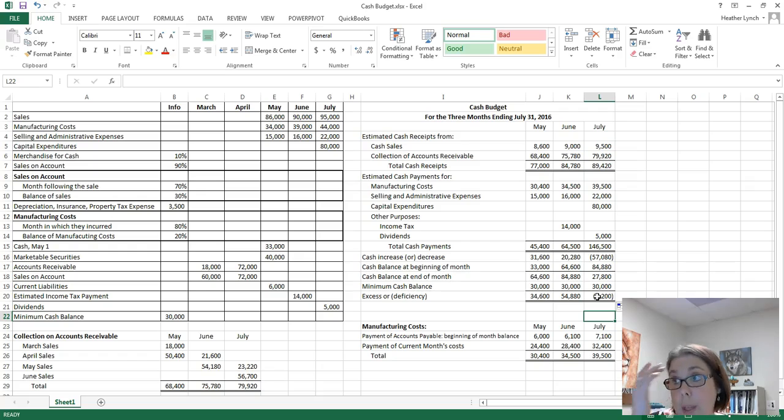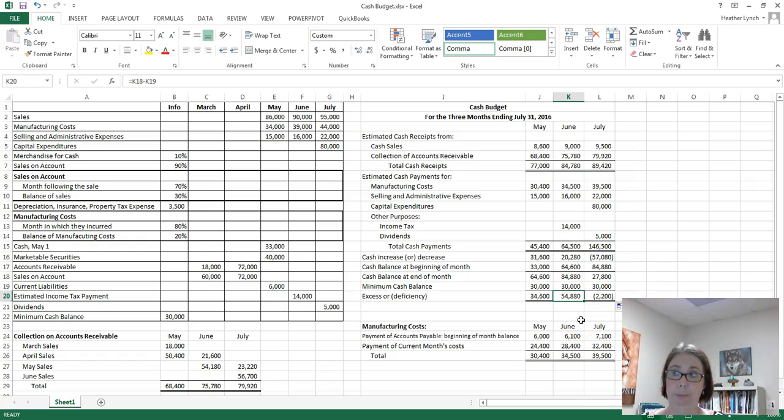The main reason on this one is we have a capital expenditure of $80,000. Okay, maybe the company needs to look at that. Now we have $54,800 in excess, so it's just something that they will have to look at. Maybe they need to look at paying that capital expenditure, part of it in July, and then the balance in August. What they would need to do is they would have to do another cash budget just to see how August, September, and October are looking. So that's kind of what you have to do with the cash budget.